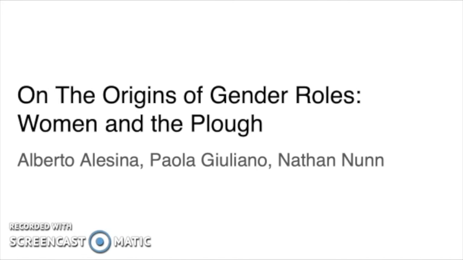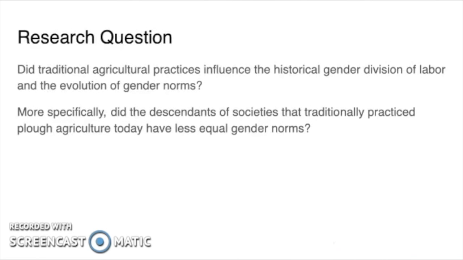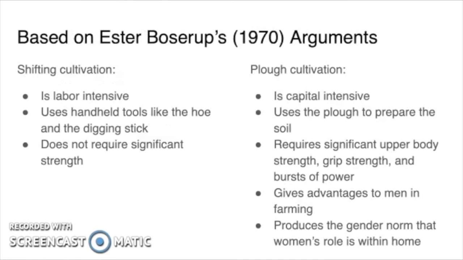This paper talks about how the agriculture method in the past can lead to another form of inequality, gender inequality. In this paper, the authors ask the following question. Did the descendants of societies that traditionally practiced plow agriculture today have less equal gender norms? Their thoughts are based on Boserup's arguments.